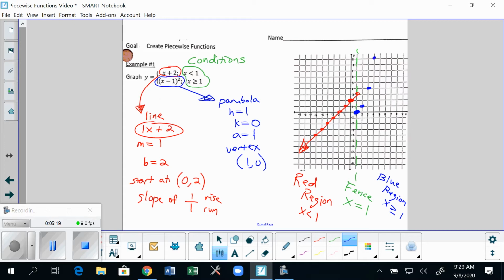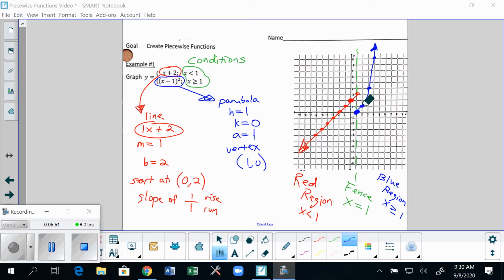And listen, I don't expect this parabola to be drawn perfectly. So in reality, this parabola would exist to the right of the fence. If there were no rules in place, no boundaries or fences, this parabola would look roughly like this. Okay, but because of my fence and because this is a piecewise function, I know that this parabola is only allowed to exist in the blue region. So even though the parabola as a whole would look like this, let me hit the undo button. The reality is I'm only going to draw it to the right-hand side of the fence.